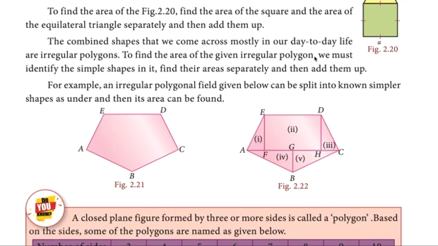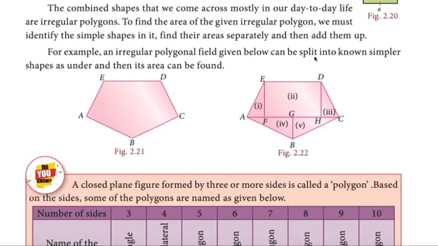The combined shapes that we come across mostly in our day-to-day life are irregular polygons. To find the area of the given irregular polygon, we must identify the simple shapes in it, find their areas separately and add them up. For example, an irregular polygon of figure 2.2 can be split into known simpler shapes as under, and then its area can be found like this.